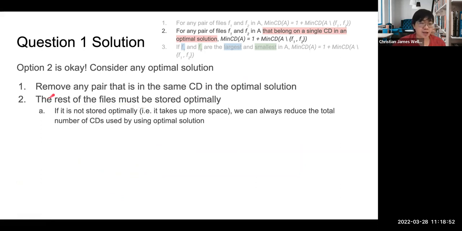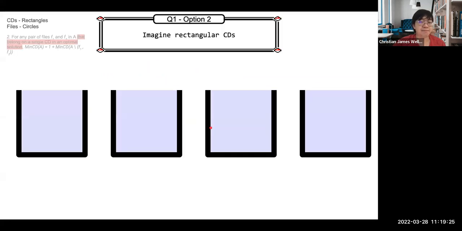Most of you chose this option, right? And let's show that this is fine. At the high level, we consider any optimal solution. We don't know what the optimal solution looks like, so we choose any optimal solution, then we remove any pair that is in the same CD in the optimal solution, and we say that the rest must be stored optimally. And if it's not stored optimally, we can always reduce the total number of CDs used. Let's see a picture in a bit.